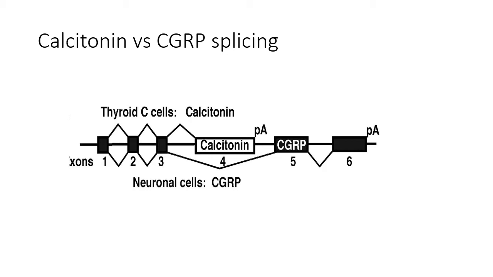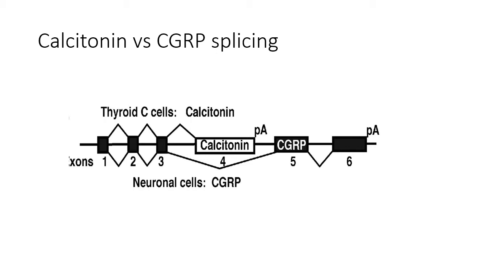Okay, so here's a diagram of the gene which encodes both of these peptides. We have exons 1, 2, and 3, which are present in all versions of the final mature RNA. But the calcitonin is actually encoded by exon 4, which is not included in the final RNA in neurons, but is included in the thyroid. Alternatively, we have the CGRP peptide hormone exon, which is included in neurons and not in thyroid cells.